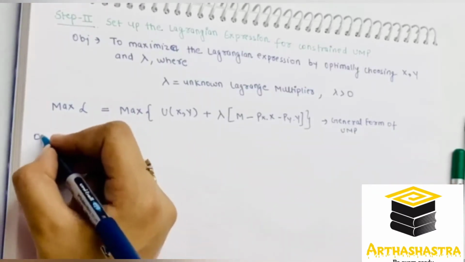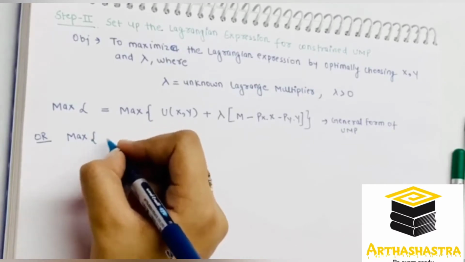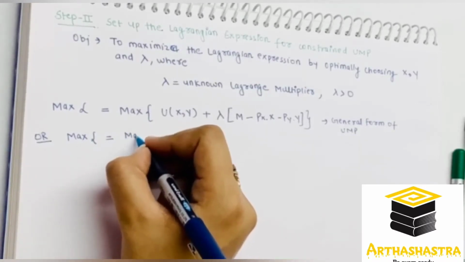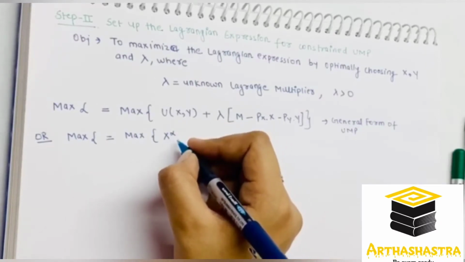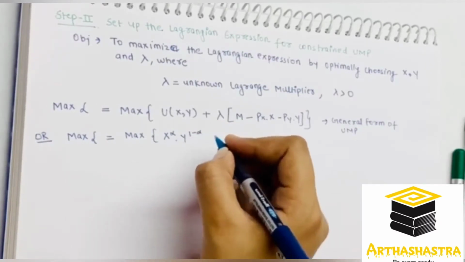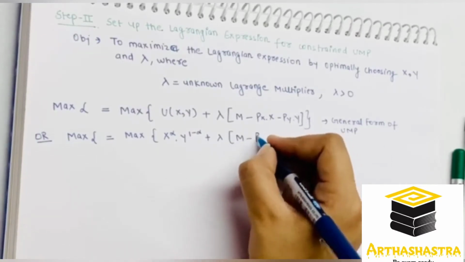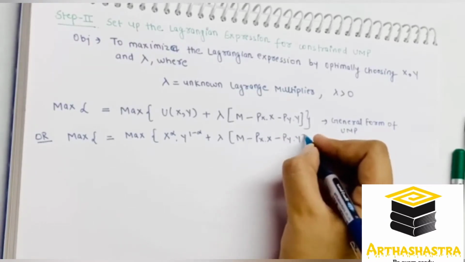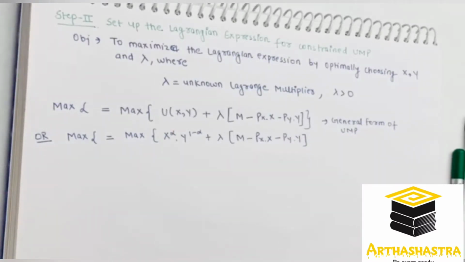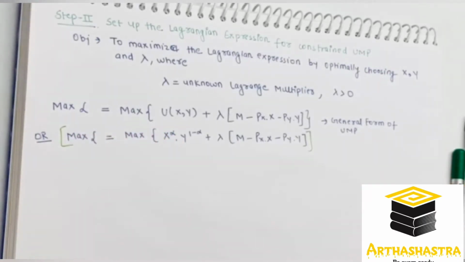Now we write our specific Lagrangian according to the given utility function. So it's max x raised to the power alpha times y raised to the power 1 minus alpha plus lambda, and since we are not given the values of the budget constraint, we are going to write it as it is. So this is our required Lagrangian function.